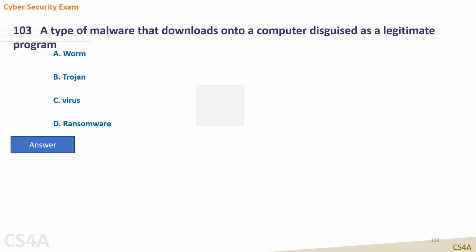Here the question is, a type of malware that downloads onto a computer disguised as a legitimate program. The options are worm, Trojan, virus, and ransomware. If you see the question carefully, disguised as a legitimate program. So the answer is B, Trojan.